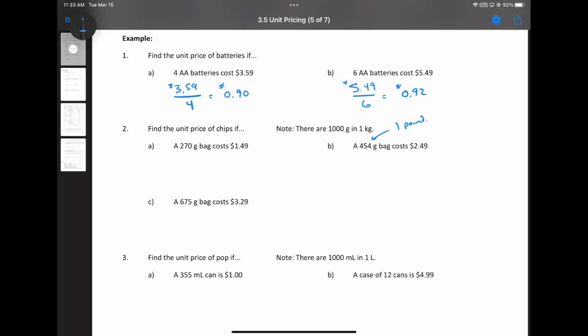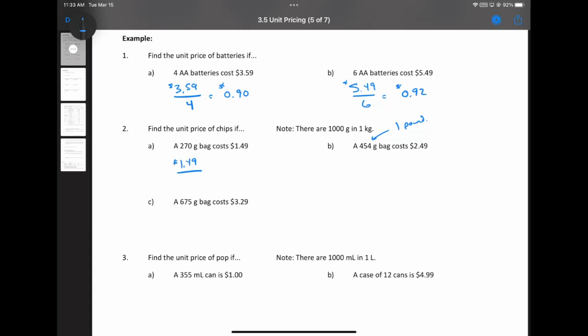Okay, so let's figure out which one of these is best. Unfortunately, we're not going to do the price per gram because that's going to be too small. It's going to be less than a penny per gram, and then it becomes really hard to work with. What we always do is price per 100 grams. So the price part's easy, the $1.49.